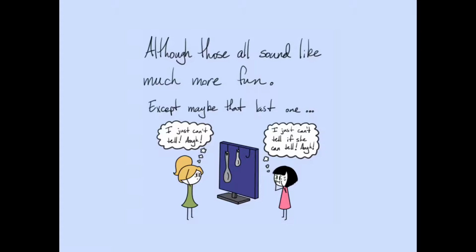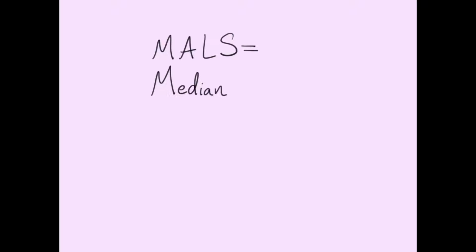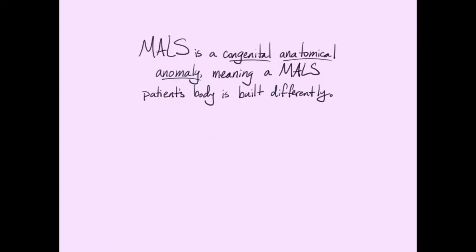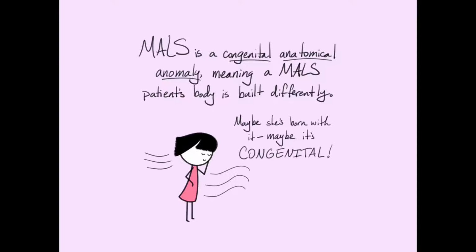Ugh. MALS stands for Median Arcuate Ligament Syndrome. MALS is a congenital anatomical anomaly, meaning a MALS patient's body is built differently. Maybe she's born with it. Maybe it's congenital. That's literally what congenital means.